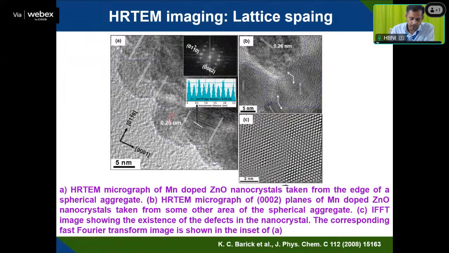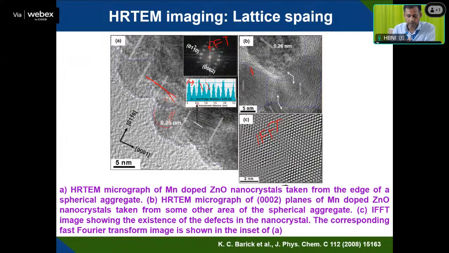Then you can measure the distance between these planes either by using this scale, or you can create a Fourier transform, an FFT image. From the FFT you go for the IFFT, the inverse Fourier transform. Before that, you do profile mapping across this line and you get peaks like this. Then you measure the distance between two peaks, and you will get the interplanar distance.